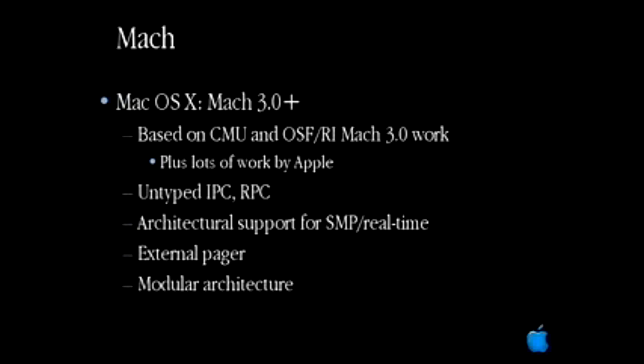For Mac OS X, the technology we used for Mach was basically Mach 3.0 plus a bunch of stuff. We based it on work that was done at CMU and the OSF Research Institute. And in fact, we have been investing in the Research Institute for a number of years, even a couple of years before NeXT was acquired, for evolving the Mach 3.0 work. Plus, obviously, in the past few years, we've done quite a bit of work on this ourselves. As I mentioned, inter-task communication is done through messaging, and you'll find that as part of Mach, there's this untyped IPC and RPC model that is critical to its design.